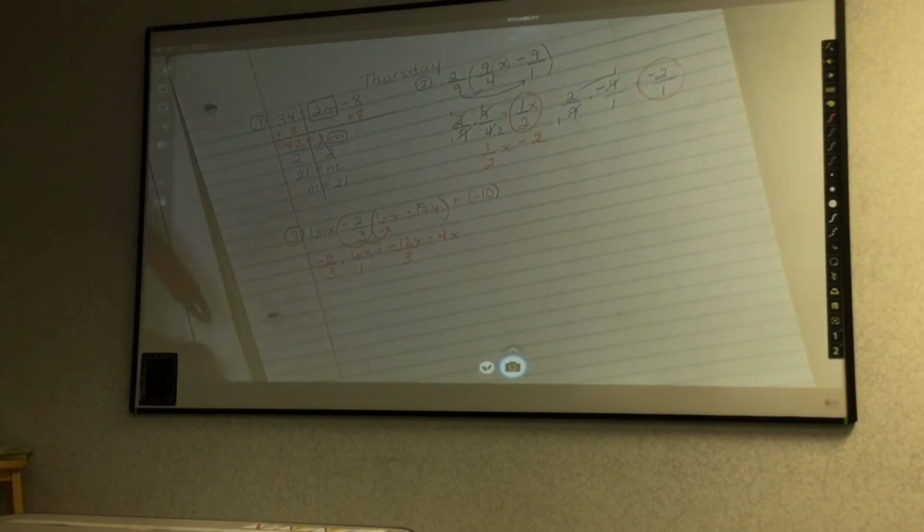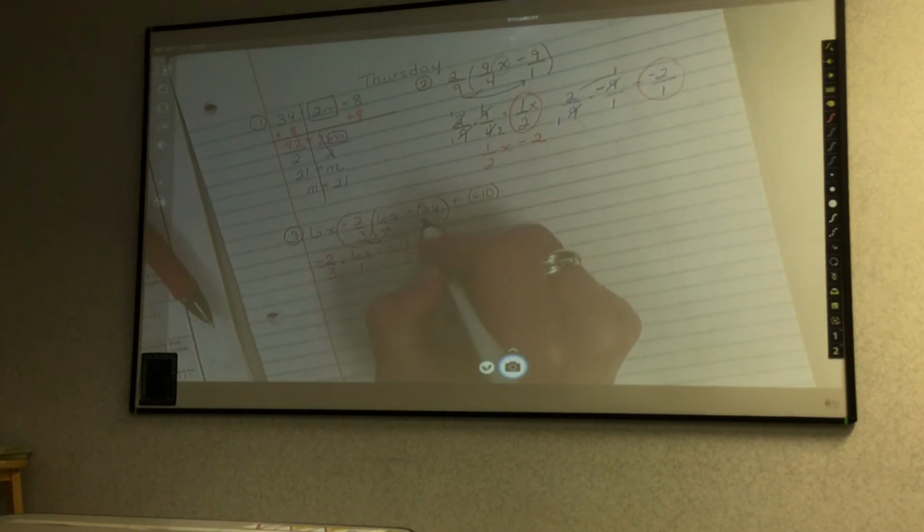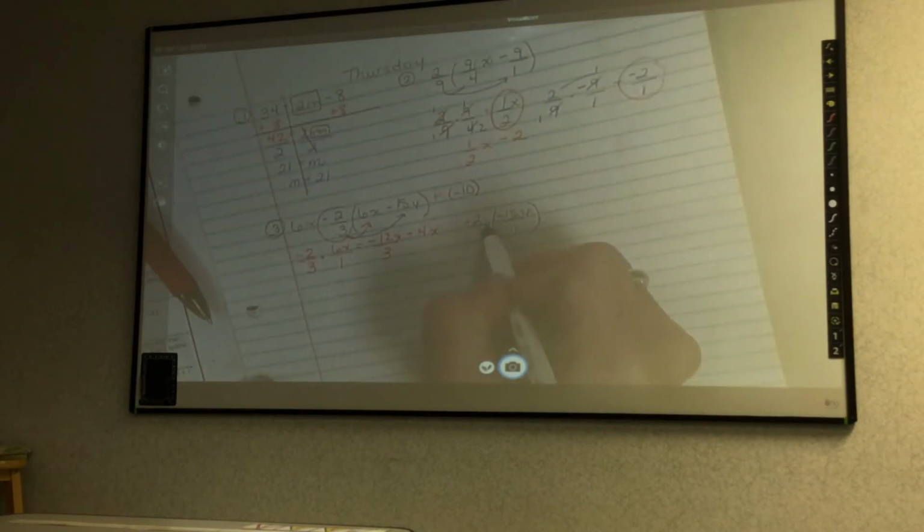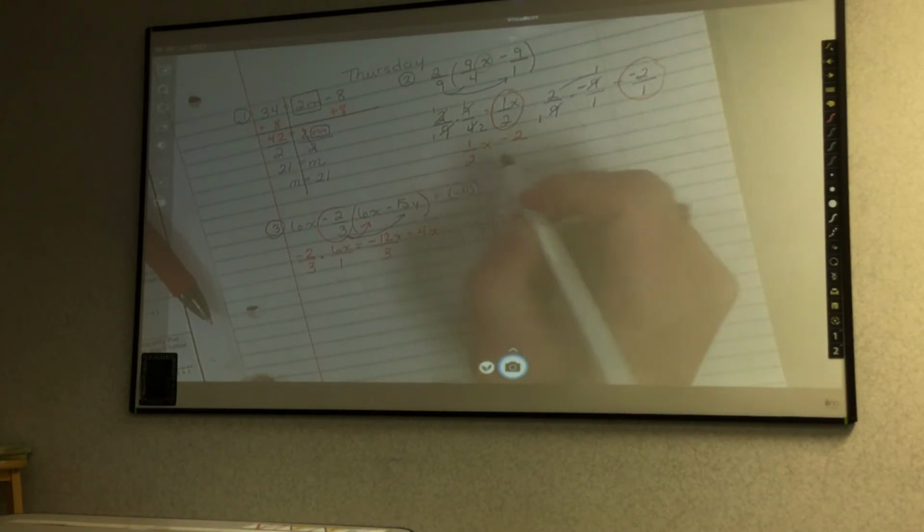Then I use the distributive property to do a negative 2/3 times a negative 15. So a negative 2/3 times negative 15y over 1. I can reduce. 3 becomes a 1. This 15 becomes a 5. So negative 2 times negative 5 is a positive 10y.